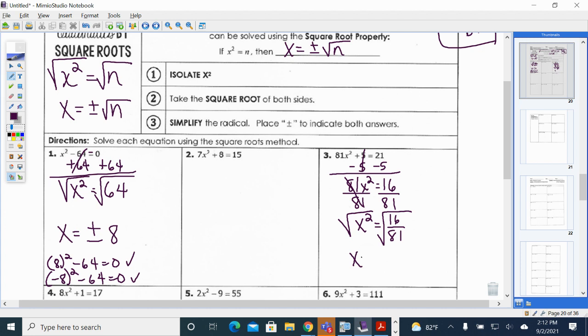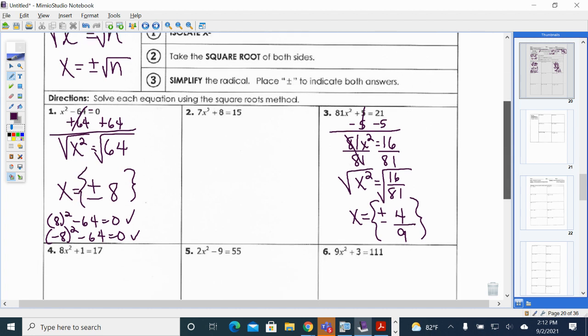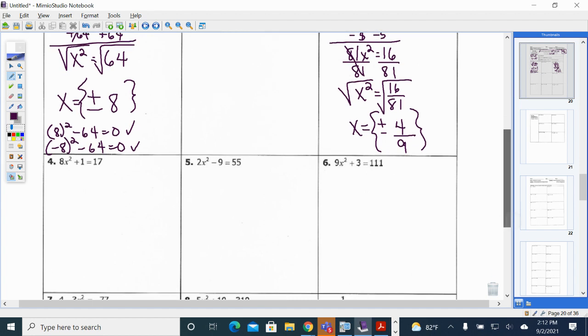So we get x equals positive and negative. 16 and 81 are both perfect squares. The square root of 16 is 4. The square root of 81 is 9. So we get a positive and a negative 4/9. So the steps for the square root property are the same over and over and over again. Things are going to get a little more difficult as we go.